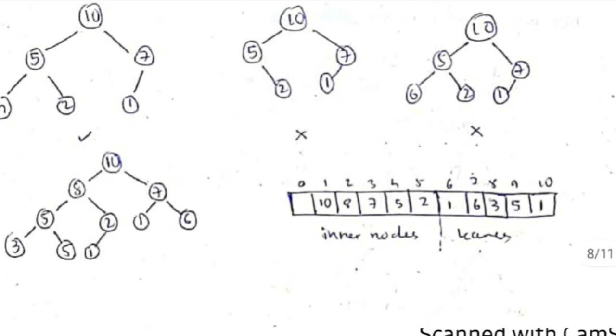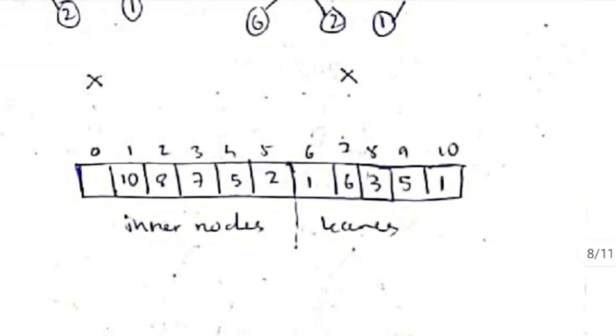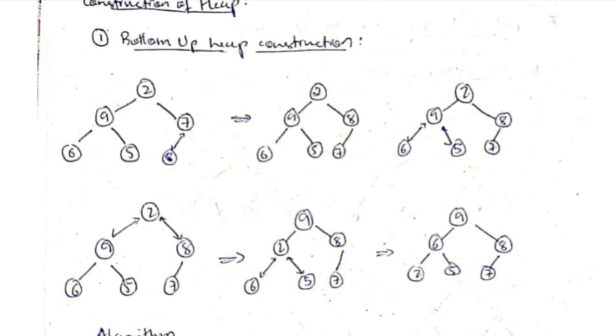The way to identify the leaf nodes in the array is to divide the array by 2. So the first half will be the inner nodes and the rest half will be the leaf nodes. Okay, there are two ways to construct the heap. The first one is bottom up heap construction and the second one is top to down.